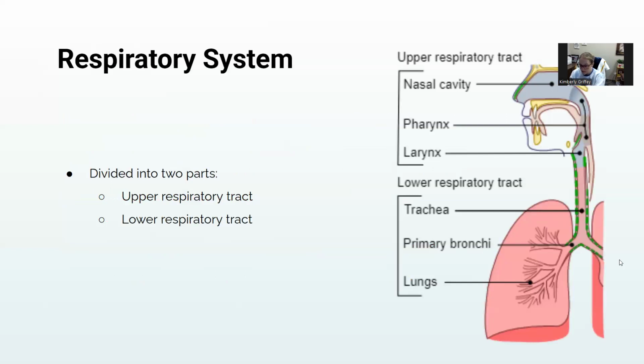So your respiratory system is divided into 2 parts. You have the upper respiratory tract that includes the nasal cavity, the pharynx, and the larynx. And then your lower respiratory tract starts at the trachea. So your trachea, the primary bronchi, and your lungs. This is all part of the lower respiratory tract.